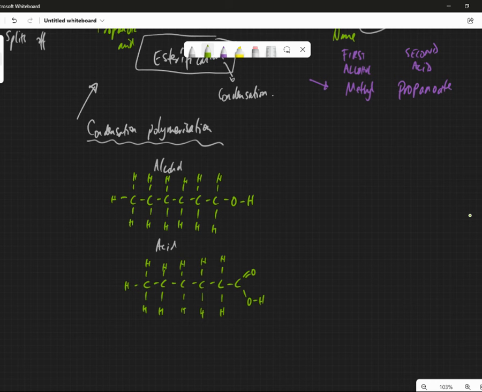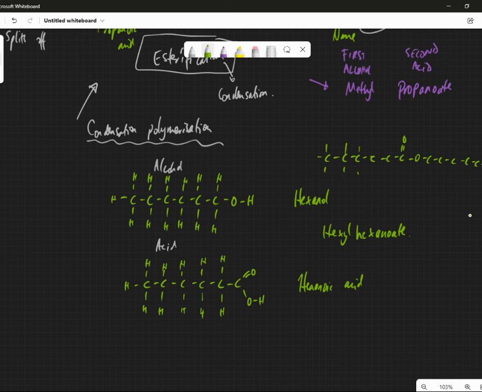Unless I'm mistaken. The acid is hexanoic acid. And the alcohol is hexanol. And so it would be called hexyl hexanoate. Well done. Exactly right. Now, what would hexyl hexanoate look like? Well, it would have 6 carbons, 1, 2, 3, 4, 5, 6, and then 1, 2, 3, 4, 5, 6. I'm not going to put all the hydrogens on this thing.